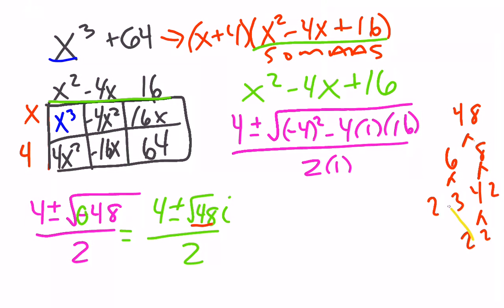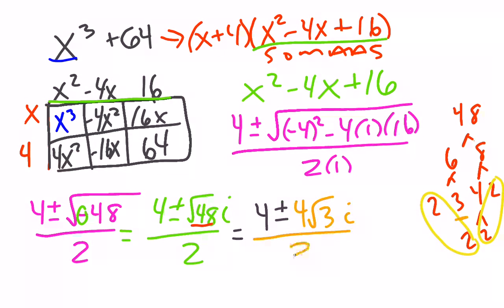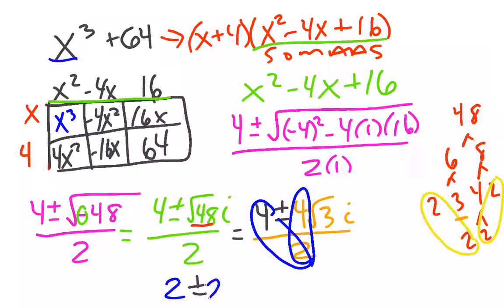Hark, I have some pairs of 2's. I have one pair of 2's. I have another pair of 2's. So that means I can take them out and I get 4 plus or minus 2 times 2 is 4. I have a square root of 3 left over. And I still have my i. He doesn't magically disappear. Over 2. And now I can simplify if I want. 4 over 2 would be 2 plus or minus 4 over 2 is 2.